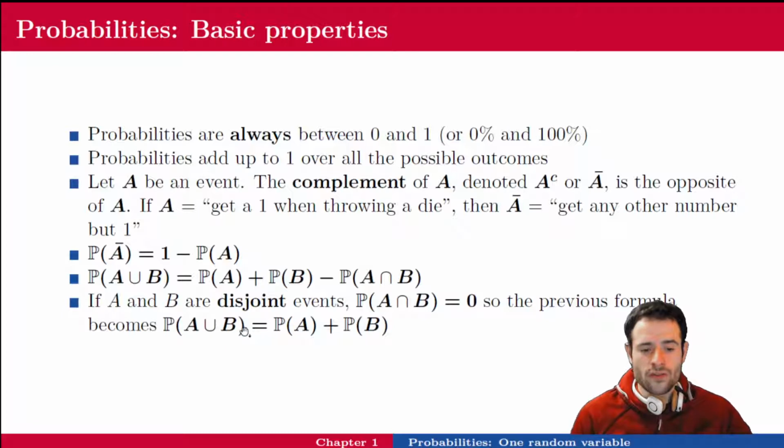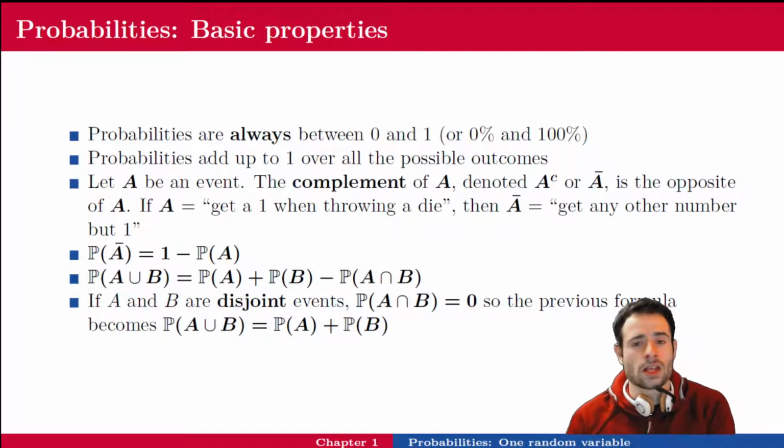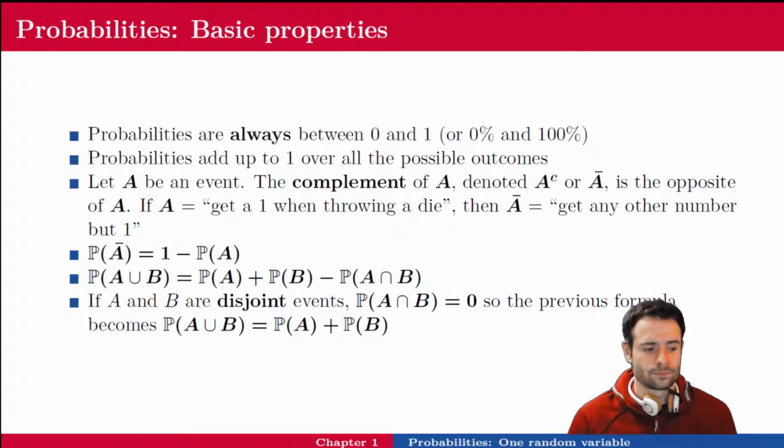And if you have another event, C, and you say A or B or C or D and so on, then you just have to do the probability of A plus the probability of B plus the probability of C plus the probability of D and so on and so forth. If the events are not disjoint, though, you're going to need to remove these intersections every time. If you have 3, 4, 5 events, that gets pretty painful. Not difficult, but painful. Long.